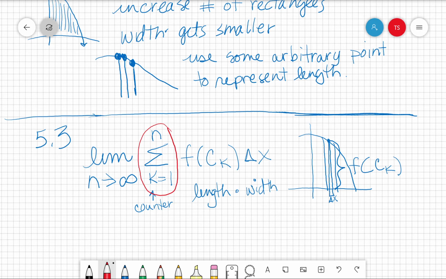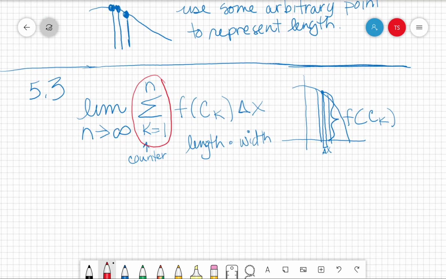In order to evaluate this limit, we're going to have to use something called summation notation. And so there are formulas for that. I'm just going to go over a couple of these formulas. So first of all, if we have the sum from k equals 1 to n of just a constant, then that will be a constant times n.